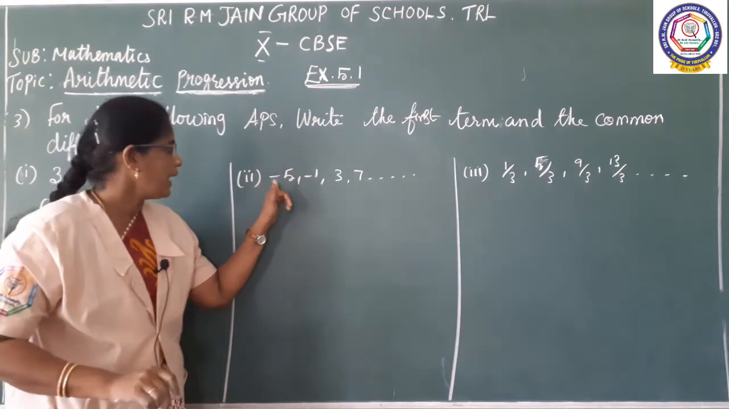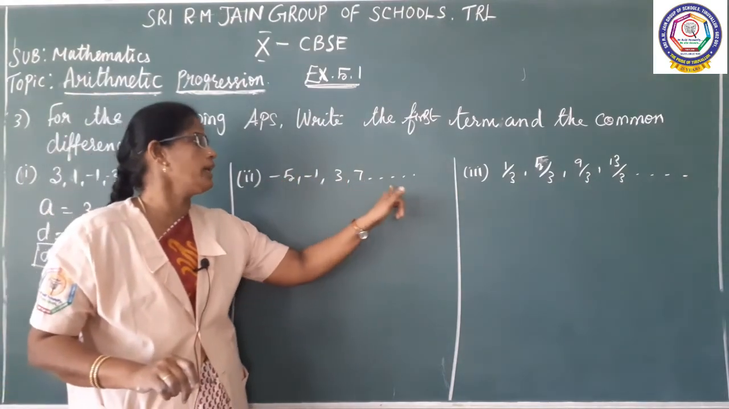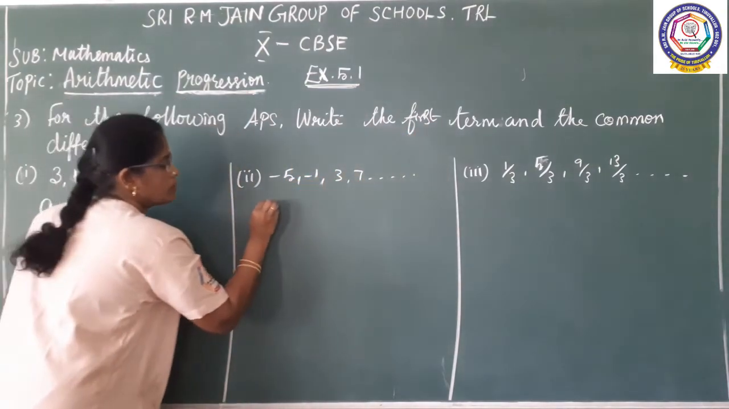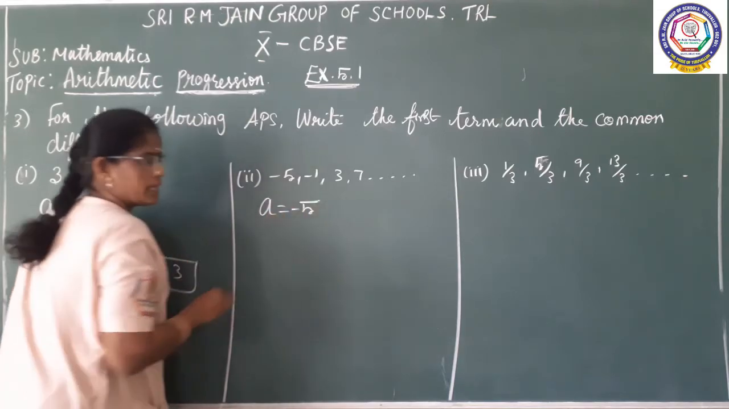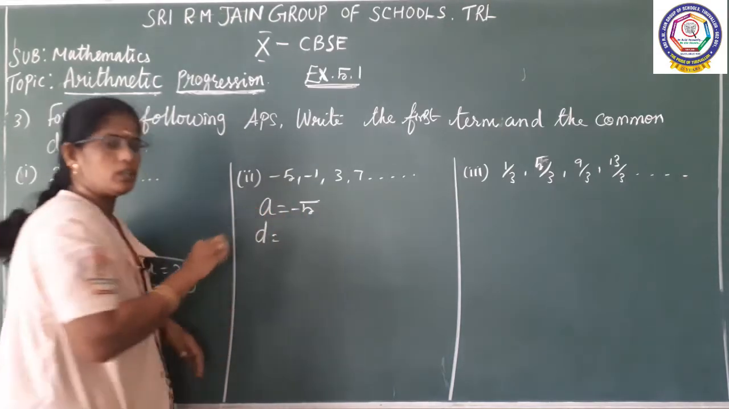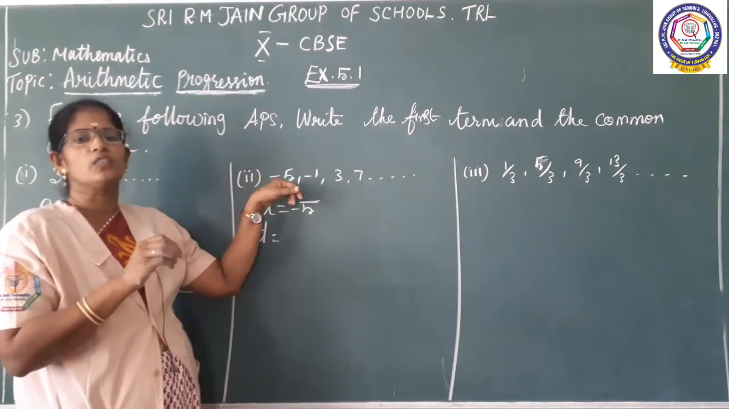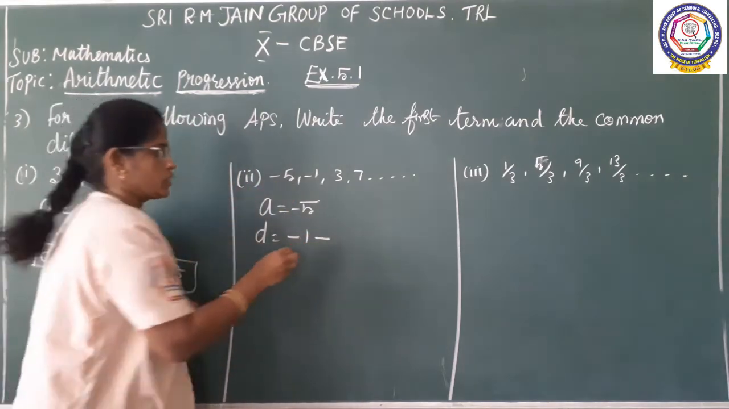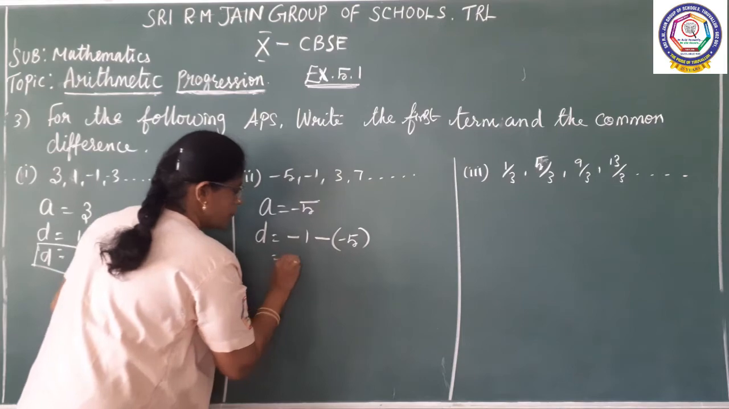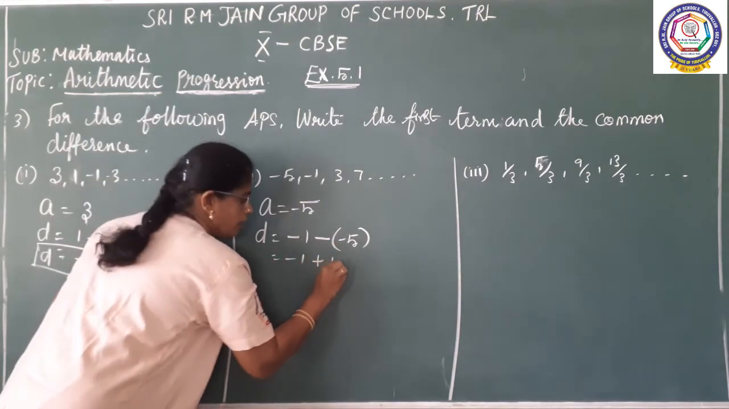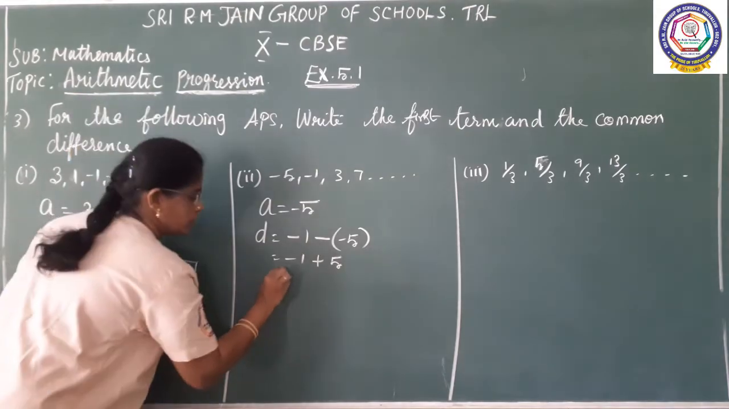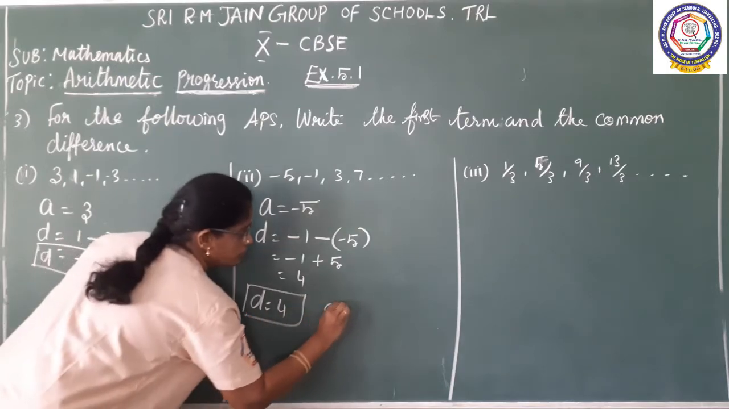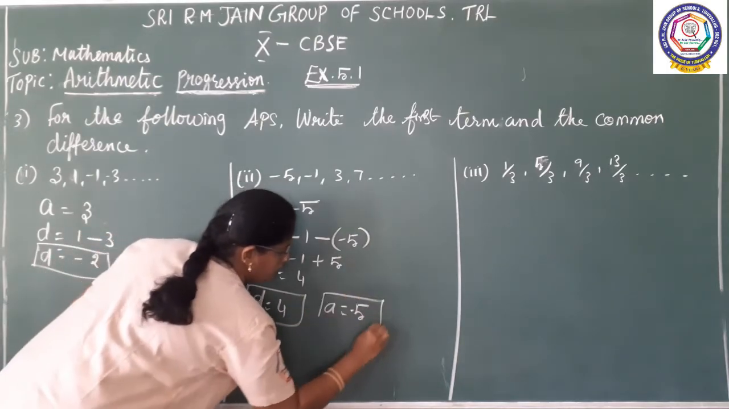Second question: minus 5, minus 1, 3, 7, up to etc. It is an AP. We have to write the first term and common difference. The first term is here a. a is equal to minus 5. d, common difference. How can you find the common difference? Second term minus first term. What is the second term here? Minus 1 minus of minus 5. So equal to minus 1, minus into minus plus 5. So minus 1 plus 5 is equal to 4. So the common difference is 4. Then what is the first term? The first term is here minus 5.